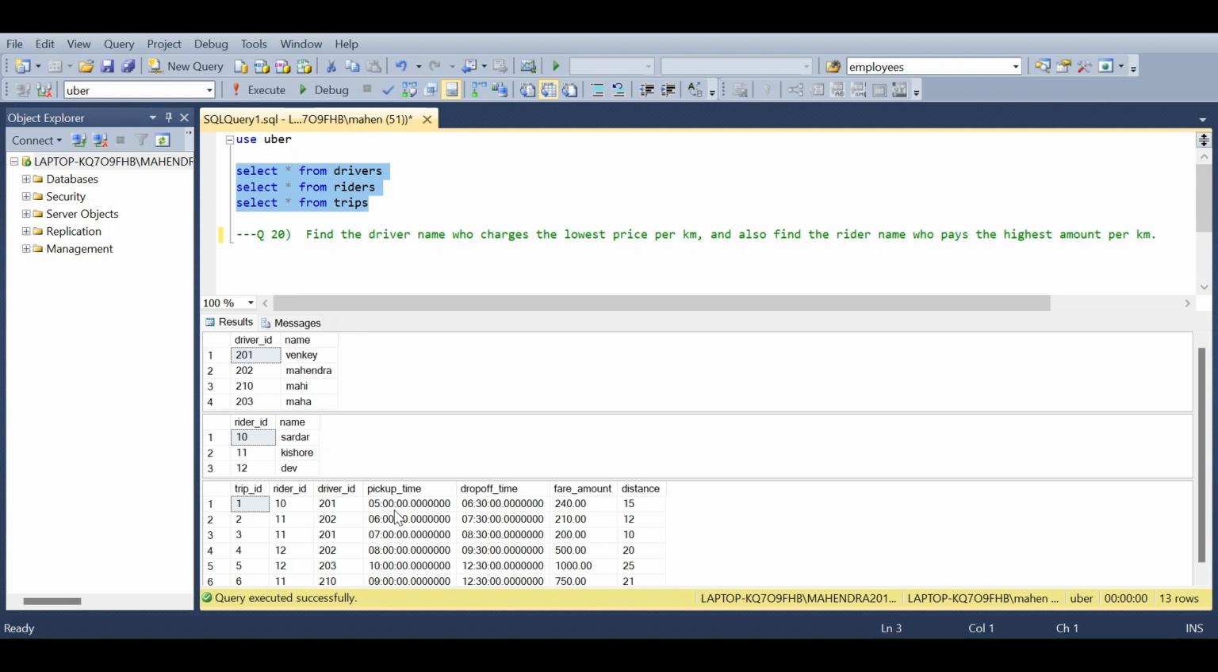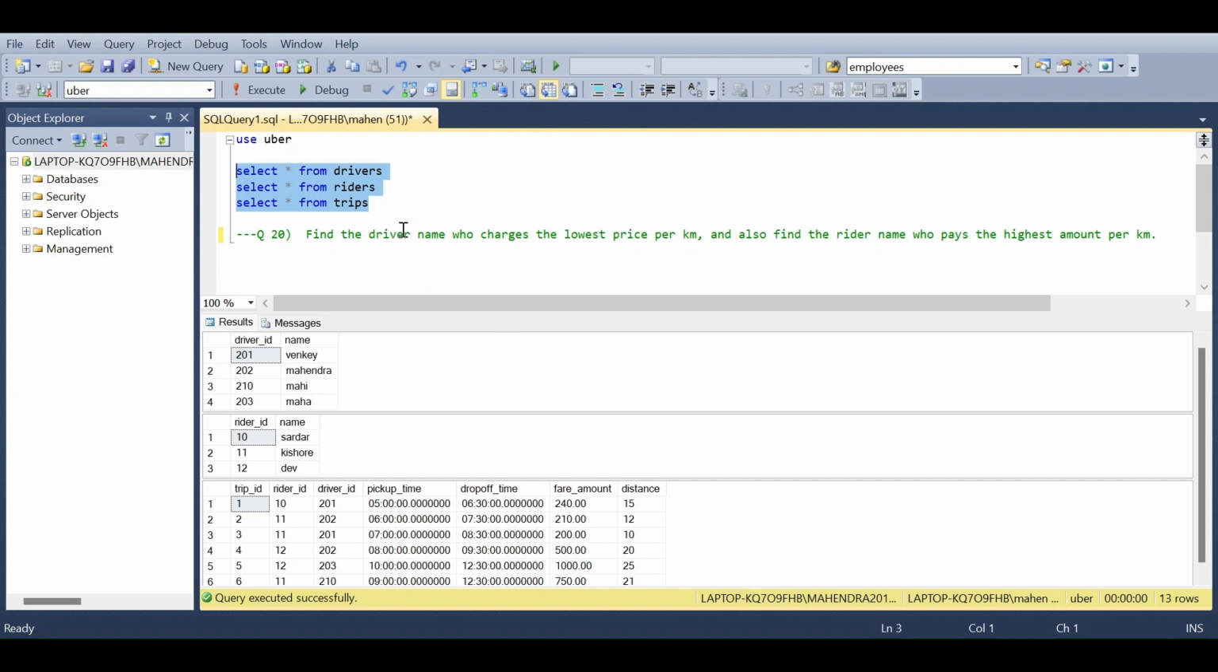In order to find the driver name who charges the lowest price, and the rider name who pays the highest amount per kilometer, we need driver information from this table, rider information from this table, and we need the total amount per distance, right? That we will get from the trip information. Now, we will start solving one by one.